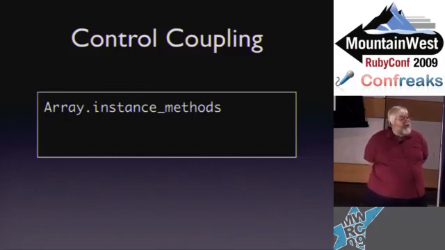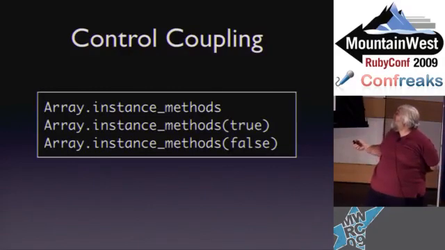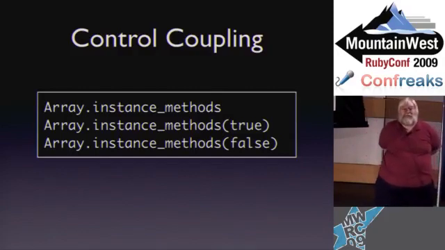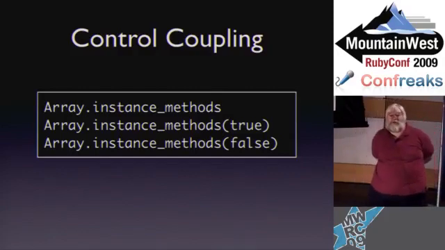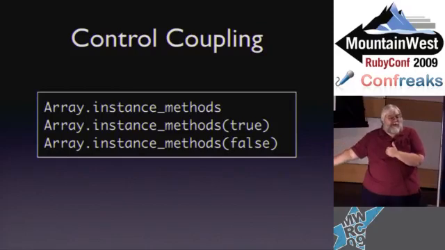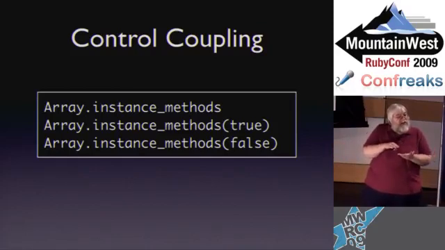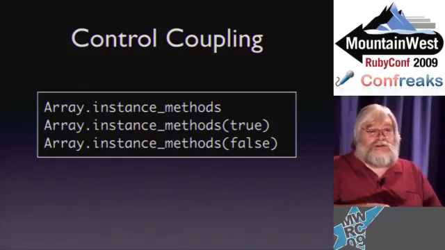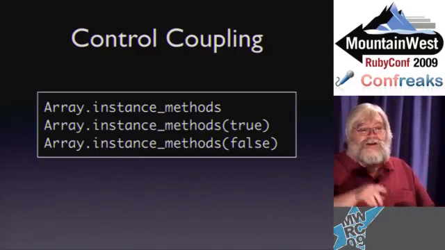Returns a list of methods on your object. Well, maybe. Depends on how you call it. You can pass it a true flag or a false flag. One of these returns all the instance methods. The other one returns just the instance methods in that direct class. Now quick, which one's which? True is direct class.